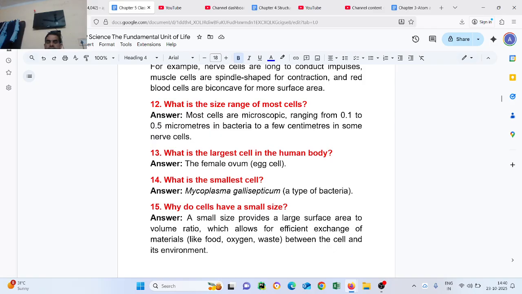Answer: the small size provides a large surface area to volume ratio, which allows the efficient exchange of materials like food, oxygen, and waste between the cell and its environment. Why does a cell have a small size?